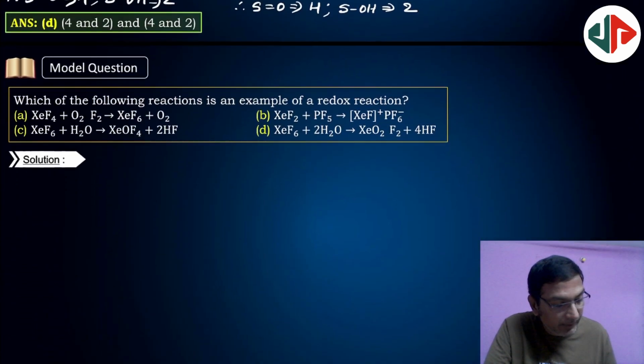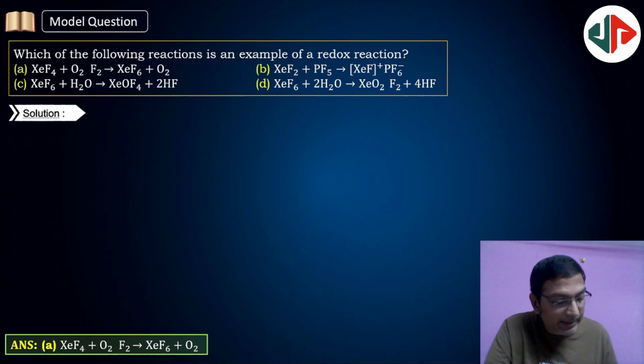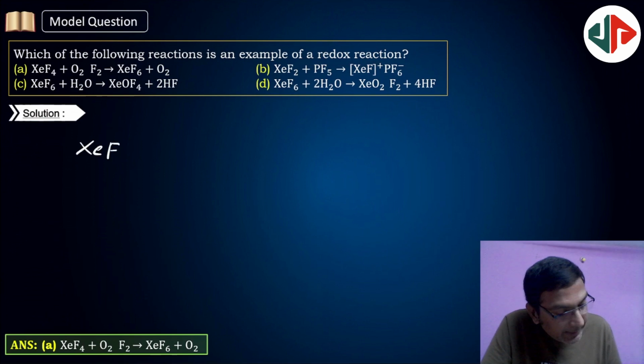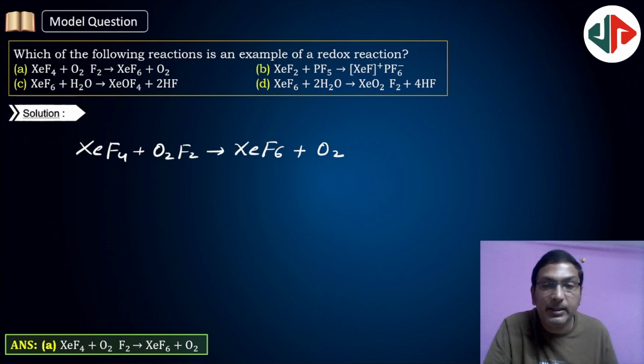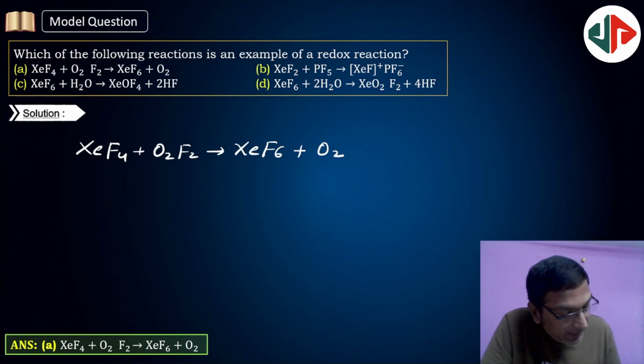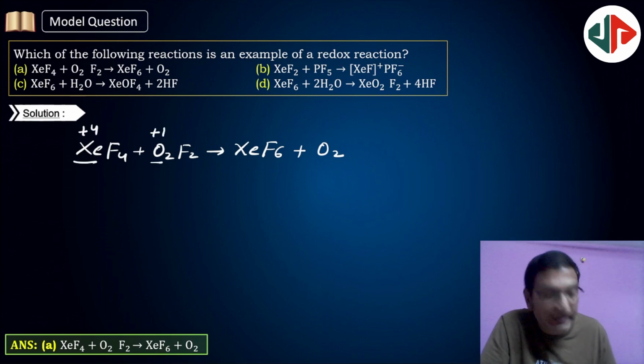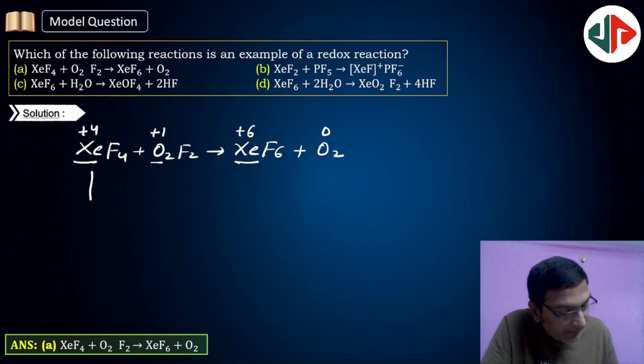Next. Which of the following reactions is an example of redox reactions? So check: XeF4 plus O2F2, dioxygen difluoride, gives XeF6 plus O2. So this is the most important preparation of XeF6. Next, here Xe oxidation state is plus 4. Here O2F2, that means for each oxygen plus 1. Here plus 6 and here 0. Check here plus 4 to plus 6.